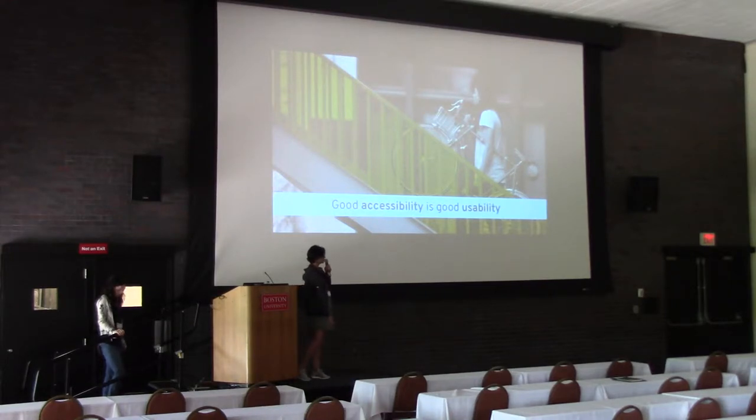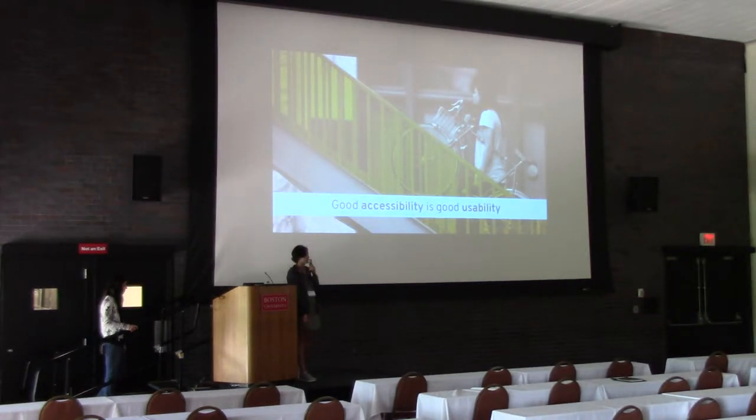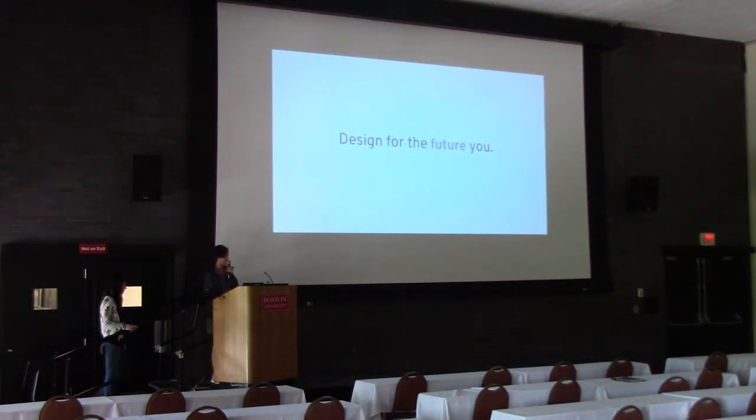And if you are including accessibility in your design, you're not going to be targeting a small portion of users, because if you have a good accessibility of product, it's going to benefit a large population out there. For example, in this picture, if you have a ramp for a wheelchair, this guy didn't have to carry the bicycle with him. So again, accessibility is good usability. And when you're designing products or applications, you have to bear in mind that you're going to use this product in the future. Your abilities, your needs, your capabilities are going to change over time. So definitely have this in your mind when you're designing. You're designing for the future you.